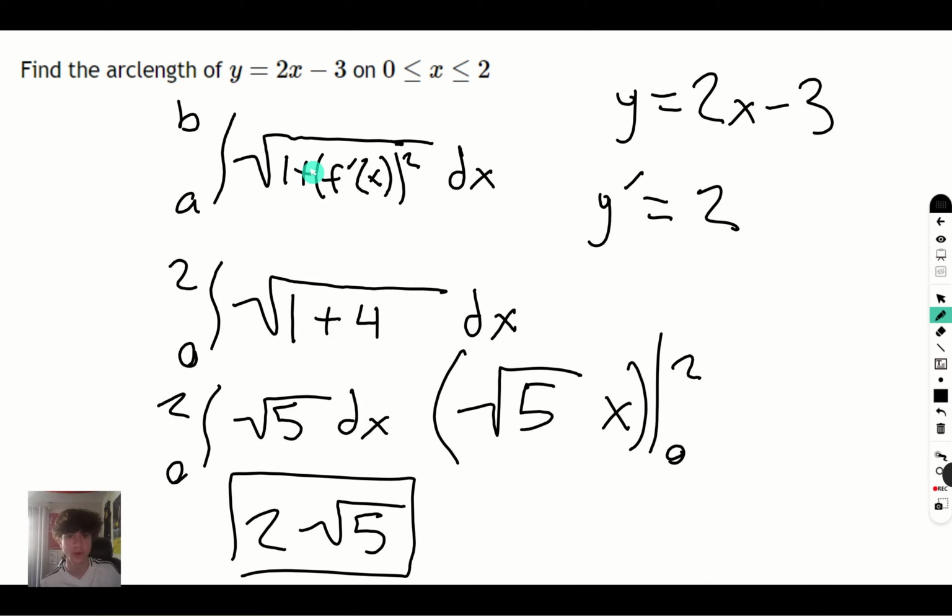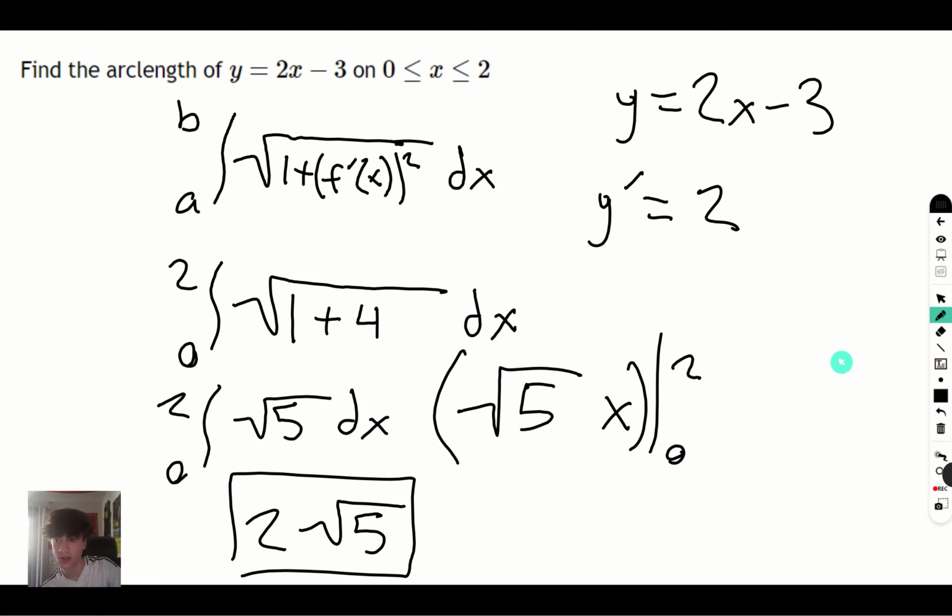You just find this formula right here, 1 plus f prime of x squared. Plug in what you need. A is going to be your lower limit. B is going to be your upper limit. F prime of x is the derivative of the curve. If it was a regular integral, you would be trying to find the area under the curve. But here you're trying to find the length of the curve. You square the derivative, and then you just take the integral regularly.